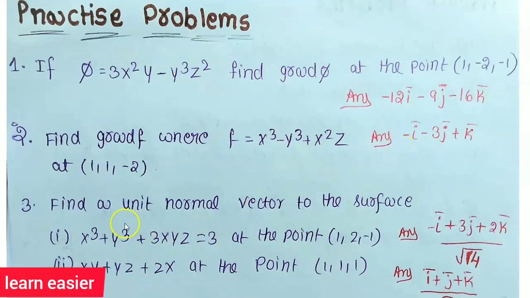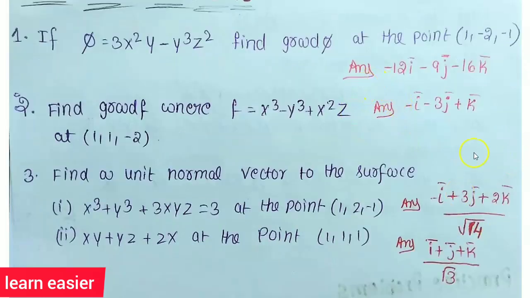And the third problem is you have to find the unit normal vector of these functions. So first you have to find del f, and del f at this point, and the unit normal vector is what? e cap equals del f by mod del f. So you can get these answers. Practice these problems.